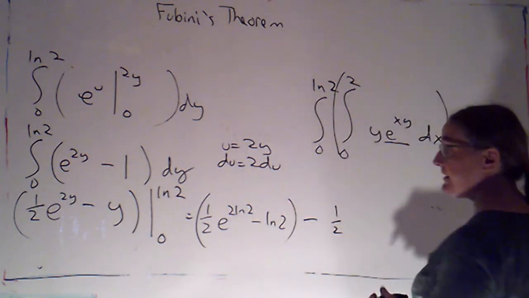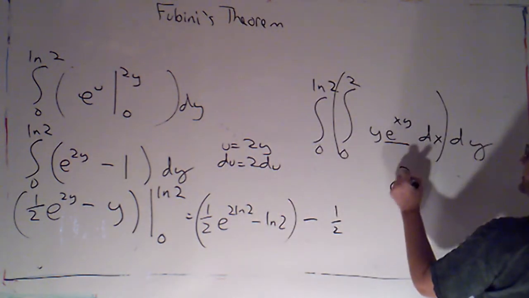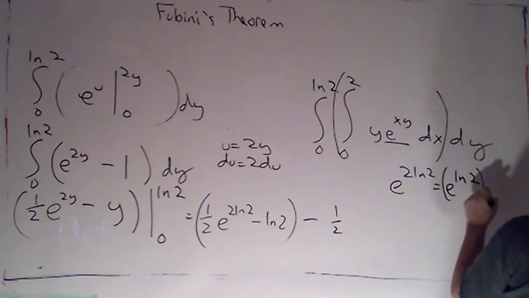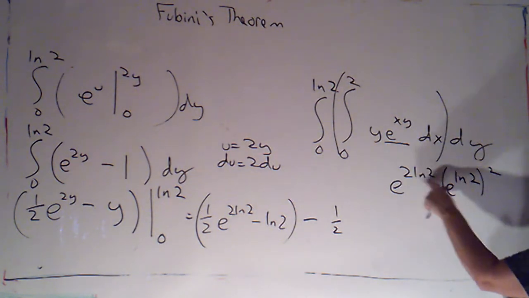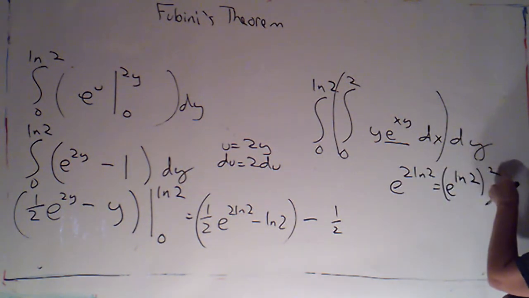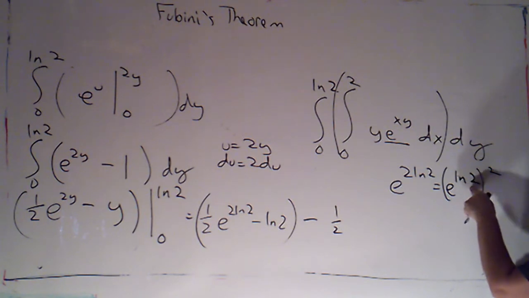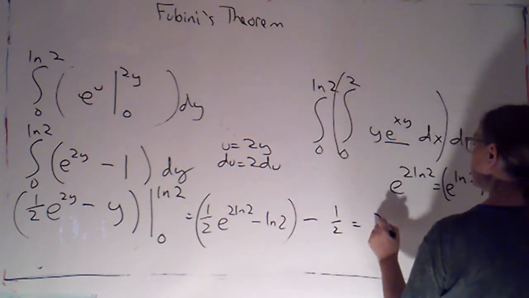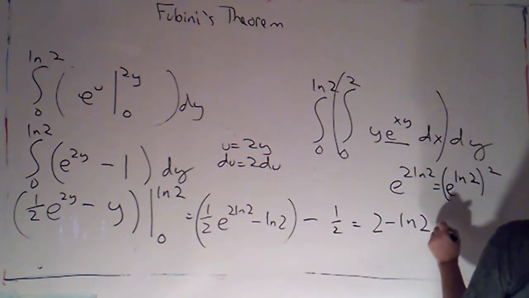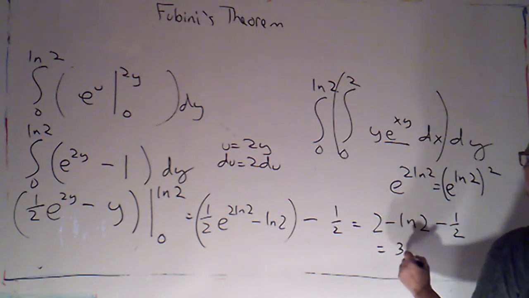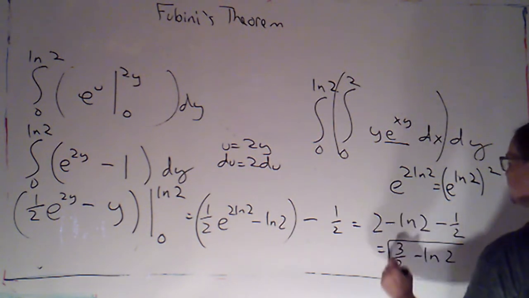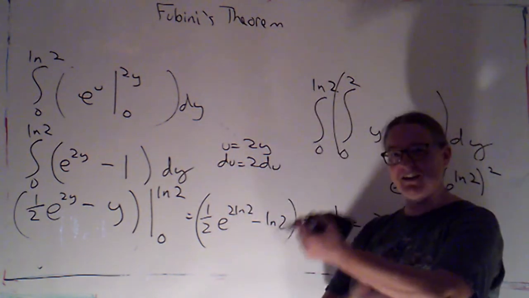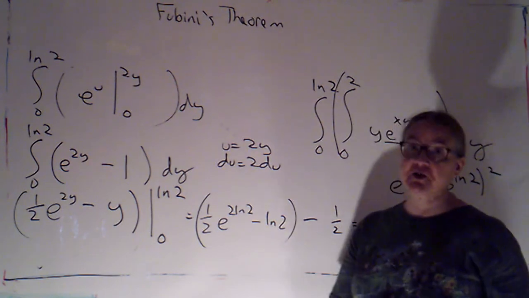Okay. I can definitely simplify that. If I look at e to the 2 ln 2, that's the same as e to the natural log of 2 squared. Because if I'm multiplying in the exponent position, that's a power to a power. Okay. But e to the natural log of 2 is just 2. Squared is 4. So this becomes half of 4, which is 2, minus natural log of 2, minus 1/2. So that's 3/2 minus the natural log of 2. But you noticed how Fubiniizing and switching the order of integration made it a much more doable problem.